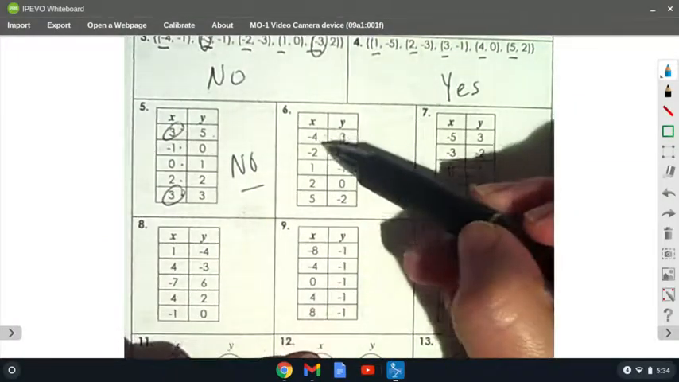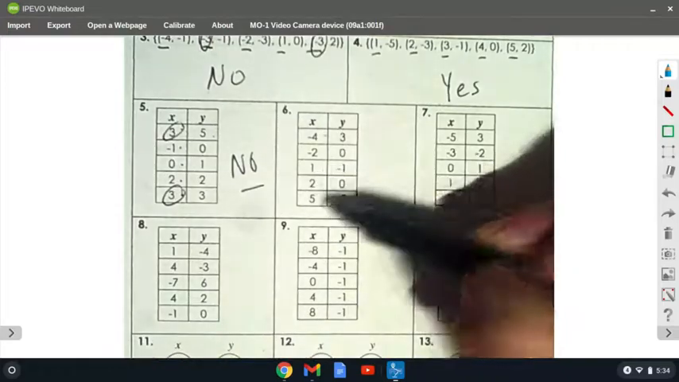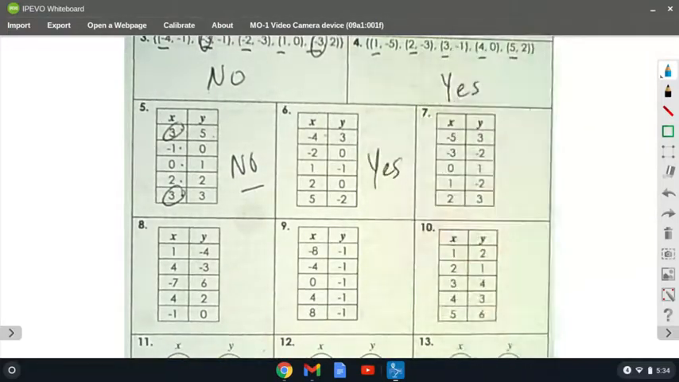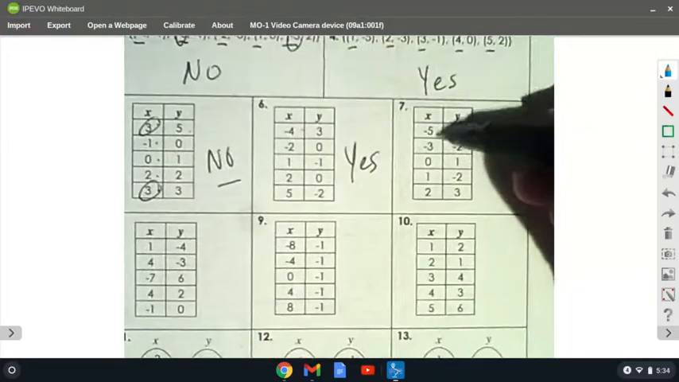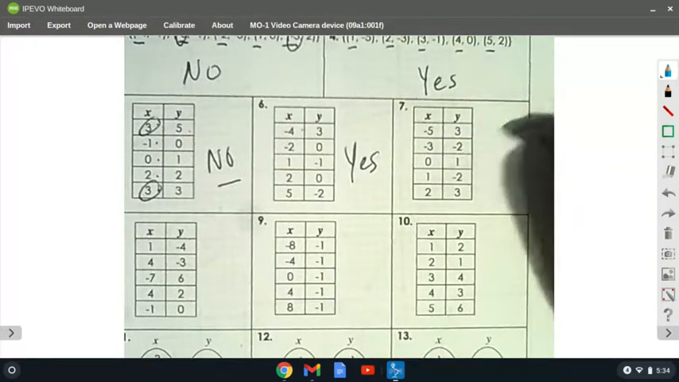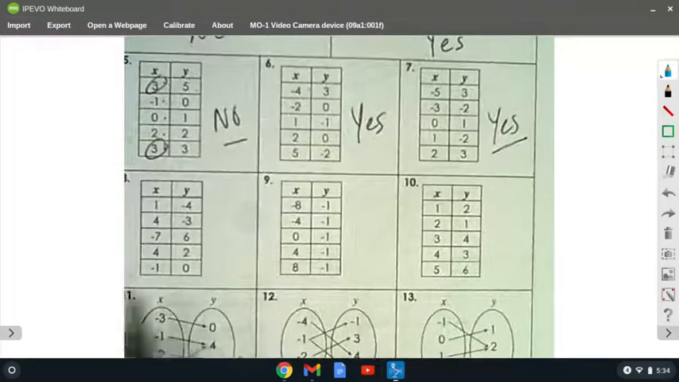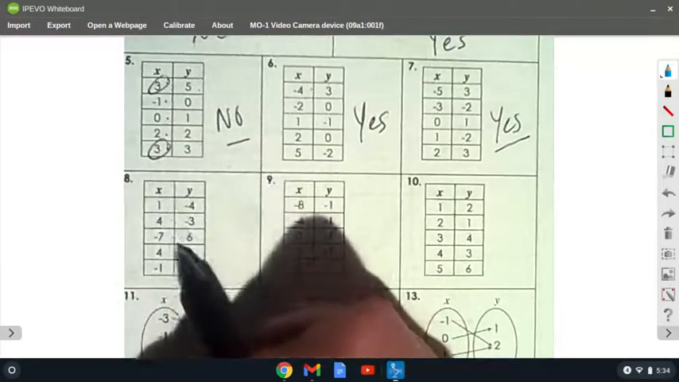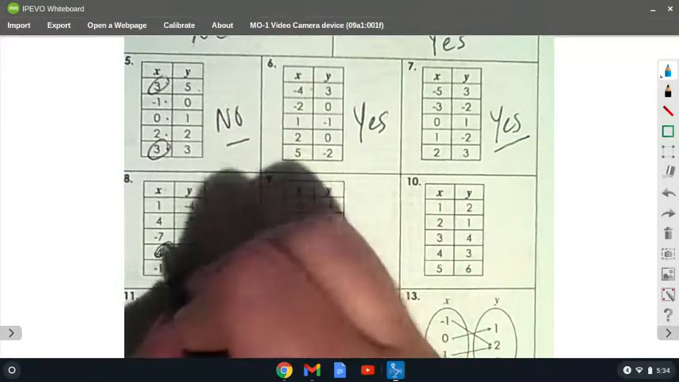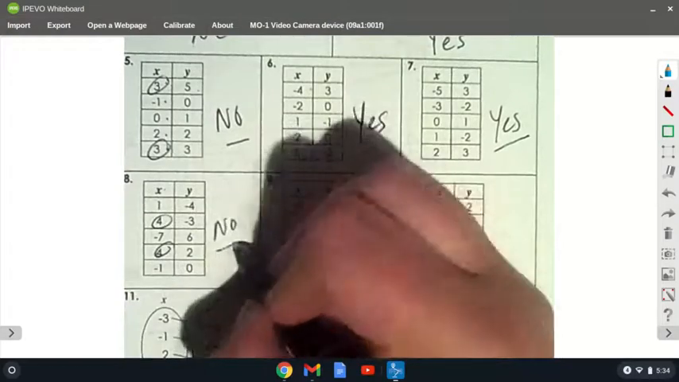Here, do I have any repeaters? -4, -2, 1, 2, 5. No. So yes, this is a function. Here I have -5, -3, 0, 1, 2. None of those repeat. So yes, this is a function. Here I have 1, 4, -7, 4, -1. So those 4's repeated. So this is not a function.